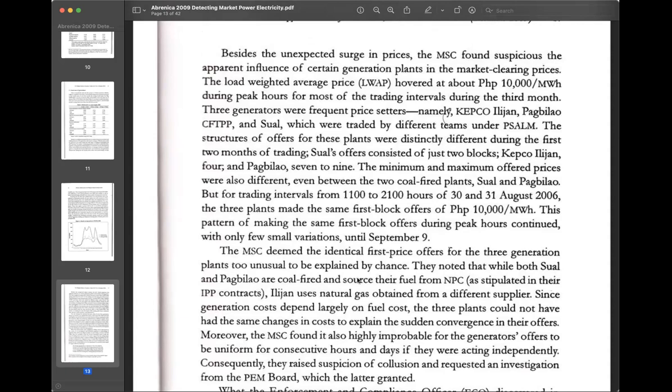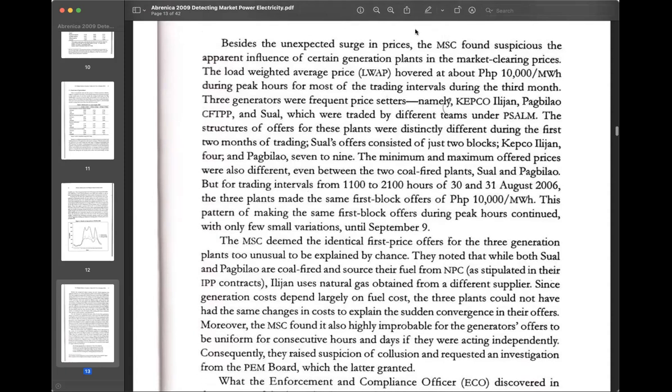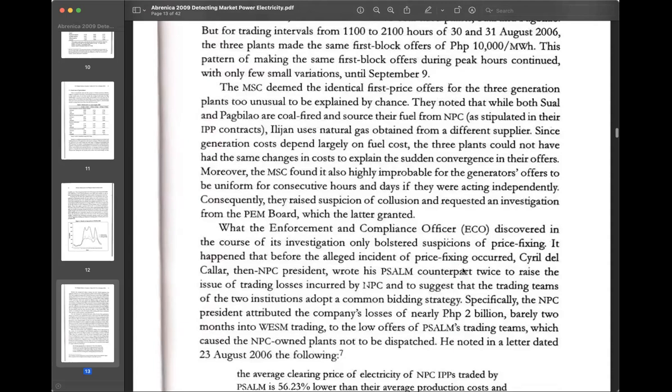pare-pareho yung kanilang mga bids or offers. And I'll ask you to read that here, dito, and dito. It's page 13 of the paper. So the MSC found suspicious the influence of certain generation plants in market clearing prices. And there were identical first price offers for 3 generation plants from PSOM.